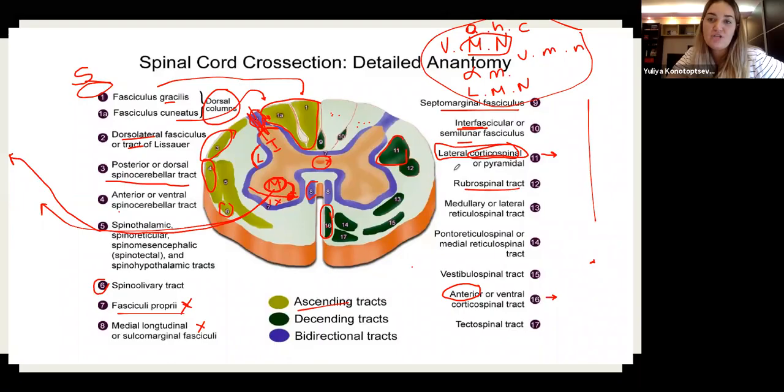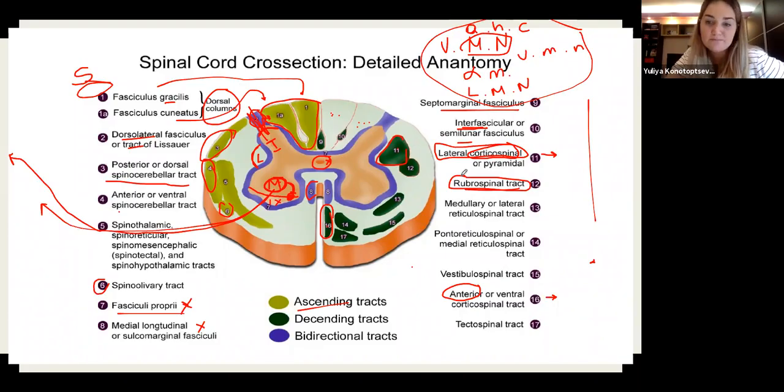Right next to the lateral corticospinal tract, we have the rubrospinal tract. Rubrospinal tract originates in the red nucleus of the brain. We'll talk about it later. That's where it starts. Rubrospinal tract is your major motor tract until you learn to walk.